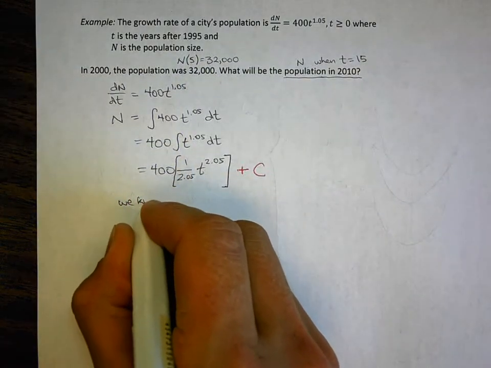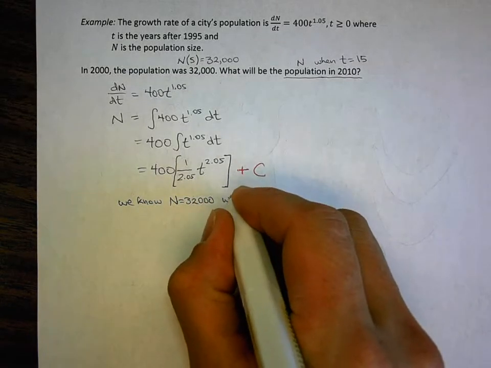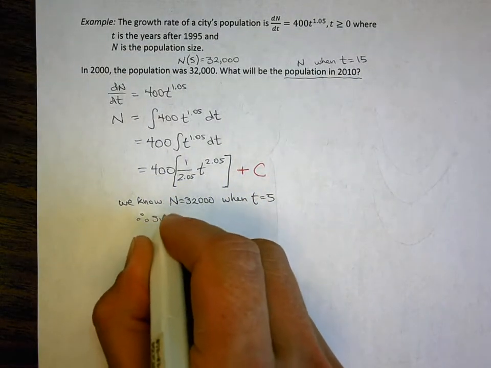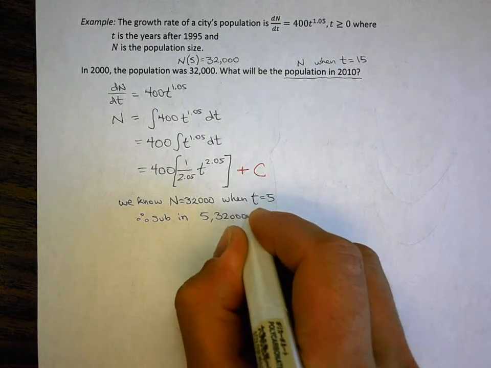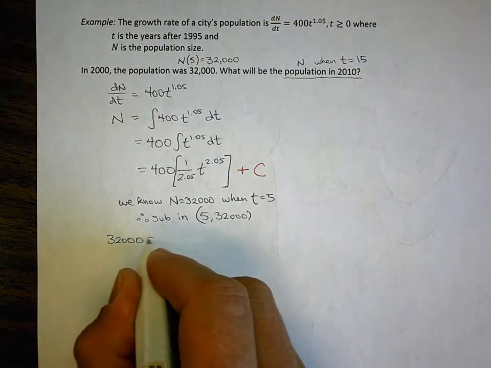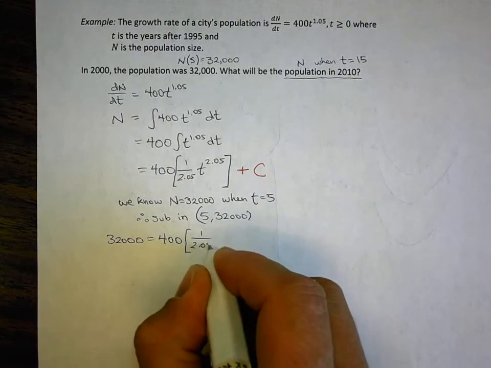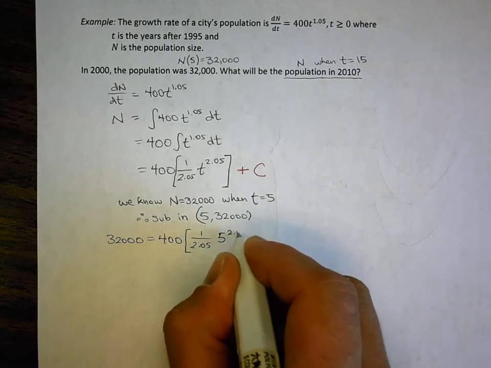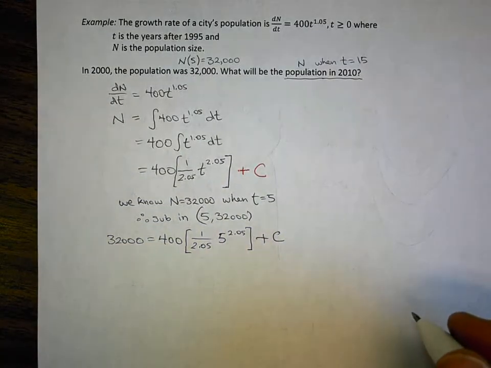So we know n equals 32,000 when t equals 5. Therefore, we sub in 5, 32,000. So here we go. 32,000 is equal to 400 over 2.05 times t, in this case 5, to the 2.05 plus c. Now we just have a whole bunch of math to figure out.